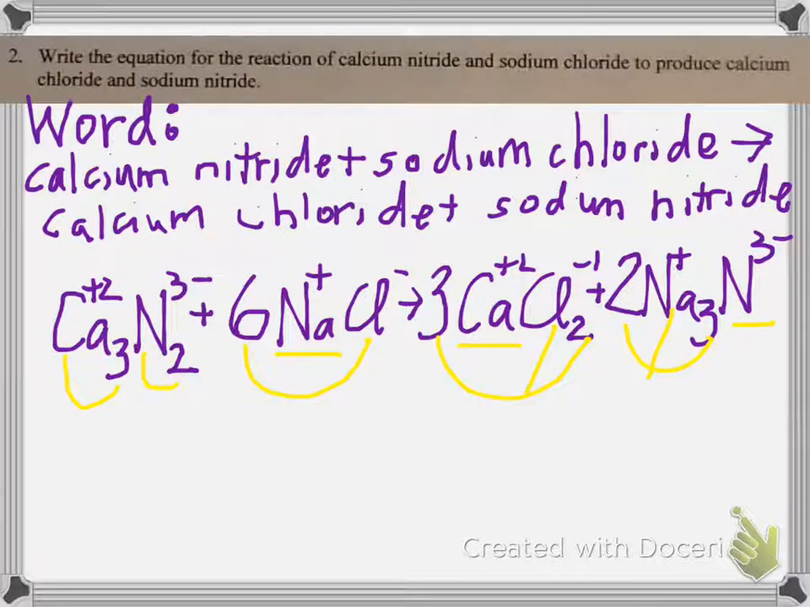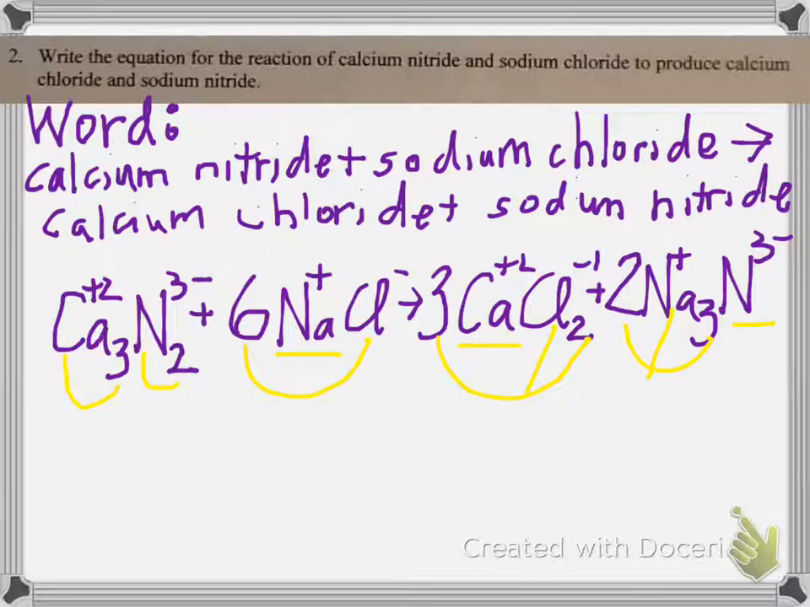Begin by balancing 1 atom at a time. Number 1, first let's balance the calcium atoms by placing a 3 in front of calcium chloride. Number 2, next let's balance the nitrogen atoms by placing a 2 in front of sodium nitride. Number 3, now we will balance the sodium atoms by adding a 6 in front of sodium chloride. Number 4, finally examine the chlorine atoms and notice that they are already balanced.